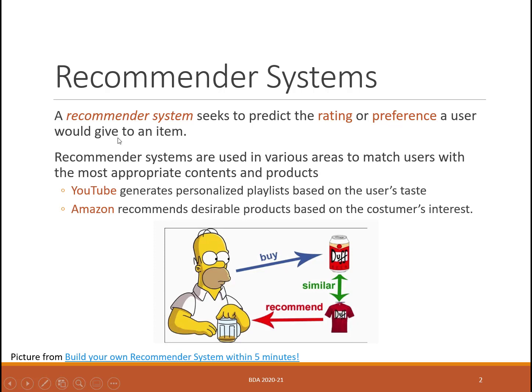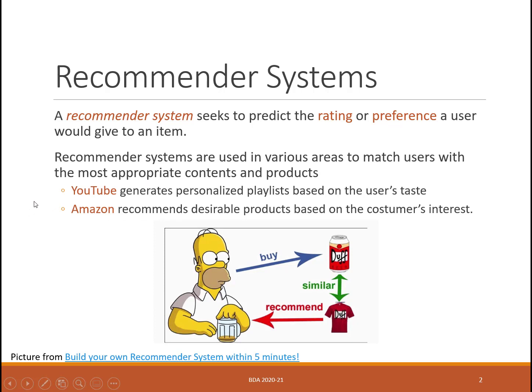A recommender system, or a recommendation system, is a platform or engine predicting the rating or preference that a user would give to an item. Recommender systems are considered the most successful and widespread applications of big data and machine learning technologies in business. This type of system is used in various areas to match users with the most appropriate content and products.